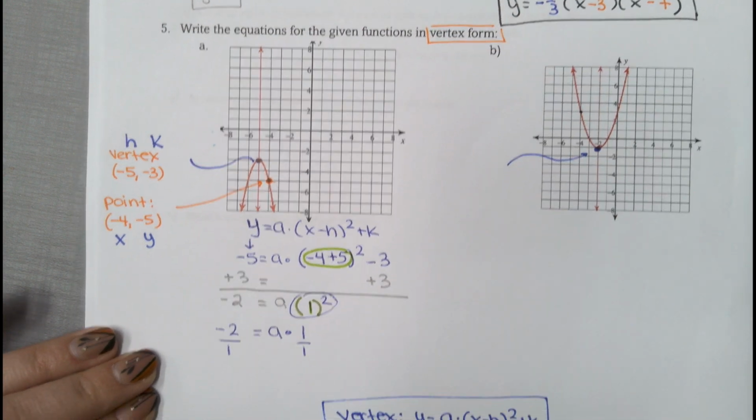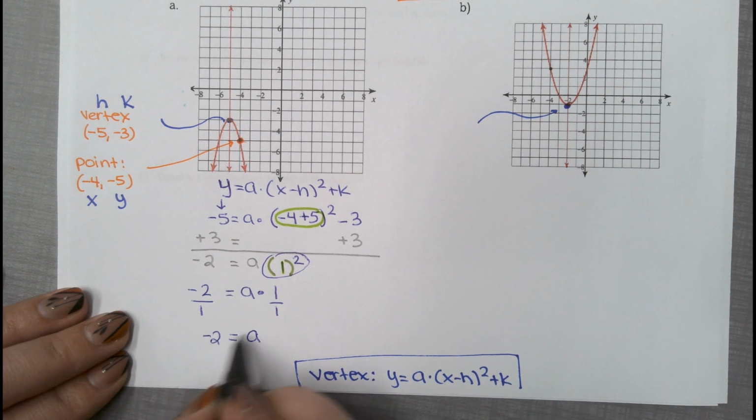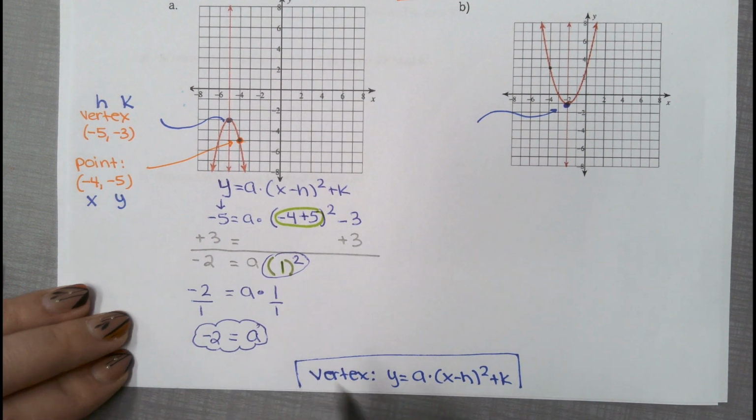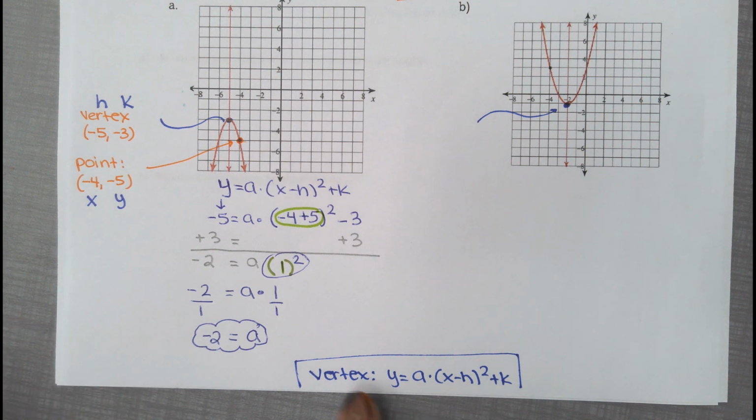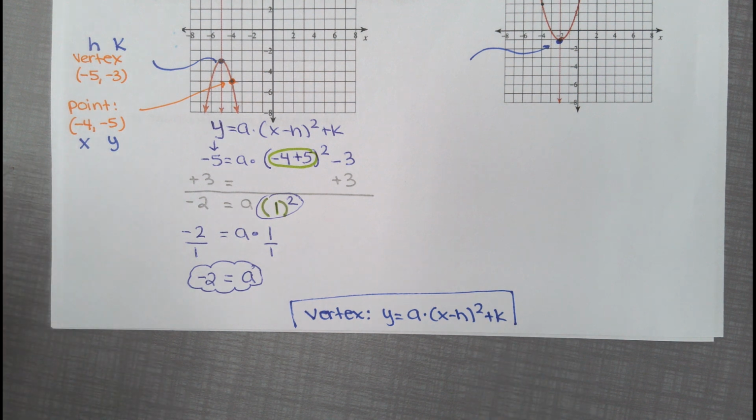Now, I am dividing by 1, which is a little bit silly. But if it wasn't 1, if this was a different number, you still have to divide. So in this case, our A is -2. This is not the answer. This is just our A value. Remember, they want it in vertex form, so this is the form that it needs to look like.